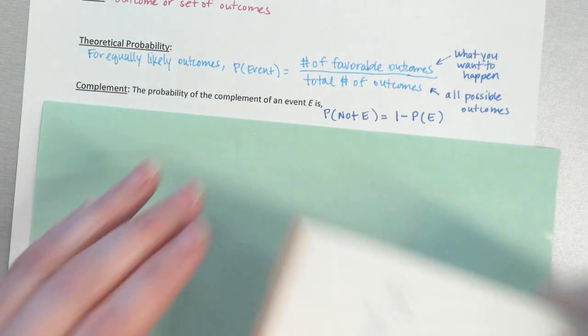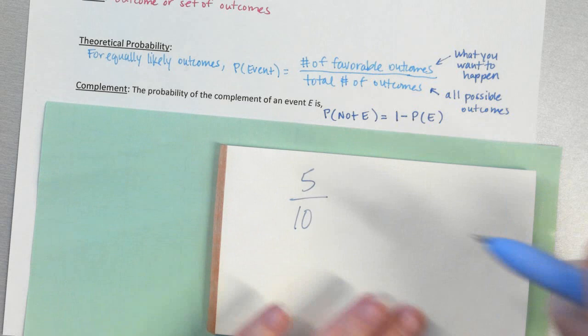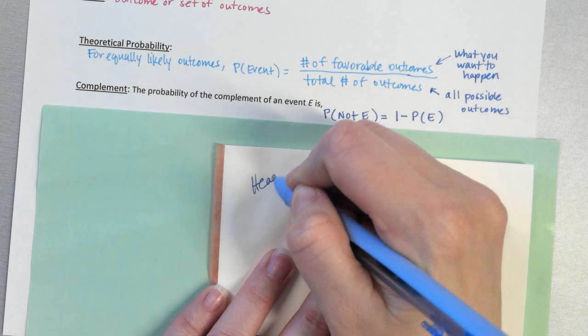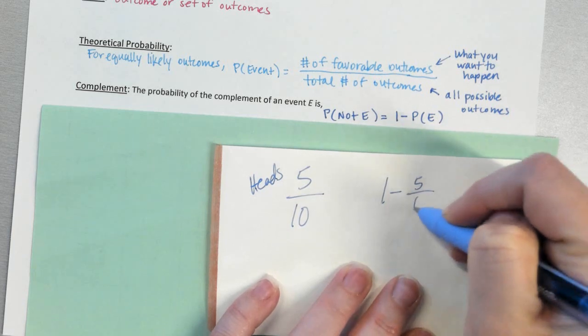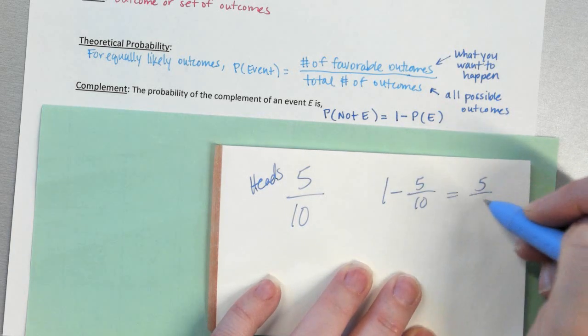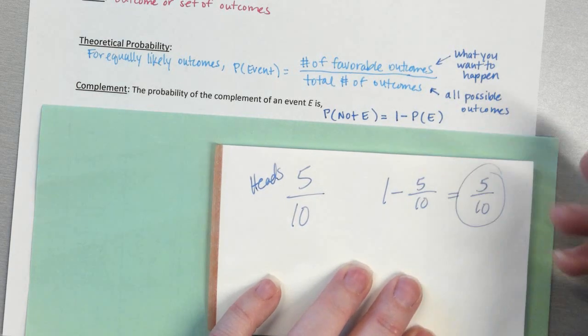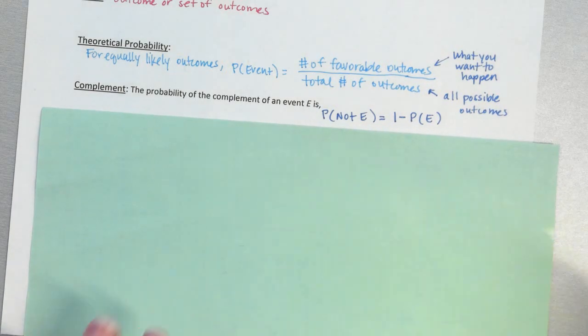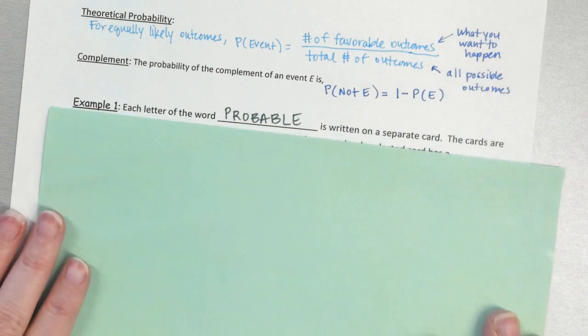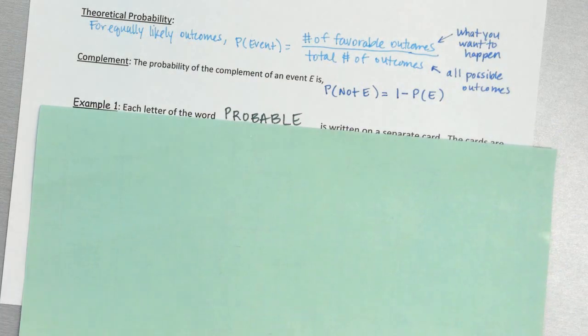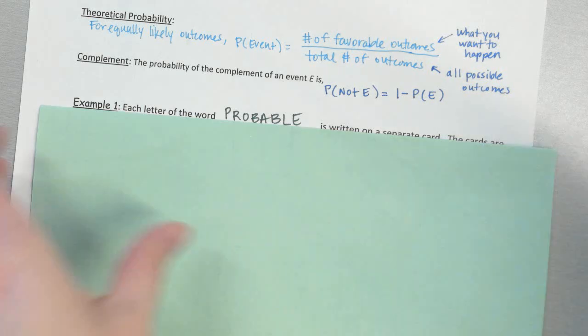So if we used our 5 out of 10 example, if this is what it was for heads, then to find the tails, you would just do 1 minus 5 out of 10, which again is 5 out of 10. Okay, and we'll practice that. I just wanted to give you a little preview of what it should look like. All right, so for example 1, we are going to talk about some English things.